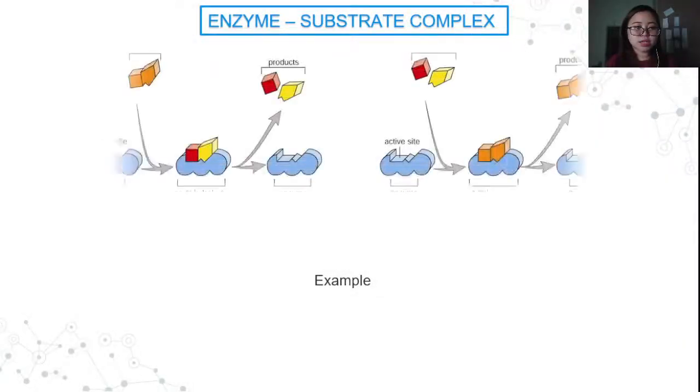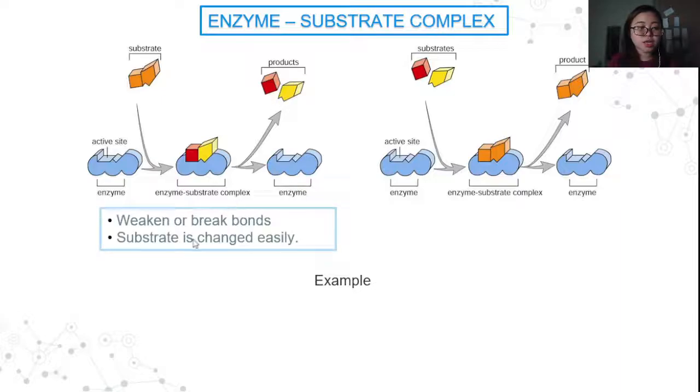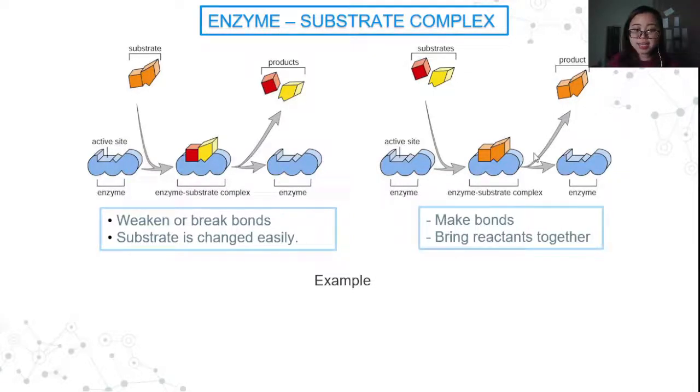So, we can also see this in the form of diagrams over here. On the left, you have a substrate that is being broken into two products. So, on the left, the function of the enzyme substrate complex is that it will weaken or break the bonds, and the substrate will be changed easily. The second part, the second diagram on the right, is showing how you can take two substrates and fuse them together to form one product. In this case, the enzyme substrate complex will facilitate in making the bonds and bringing the reactants together.